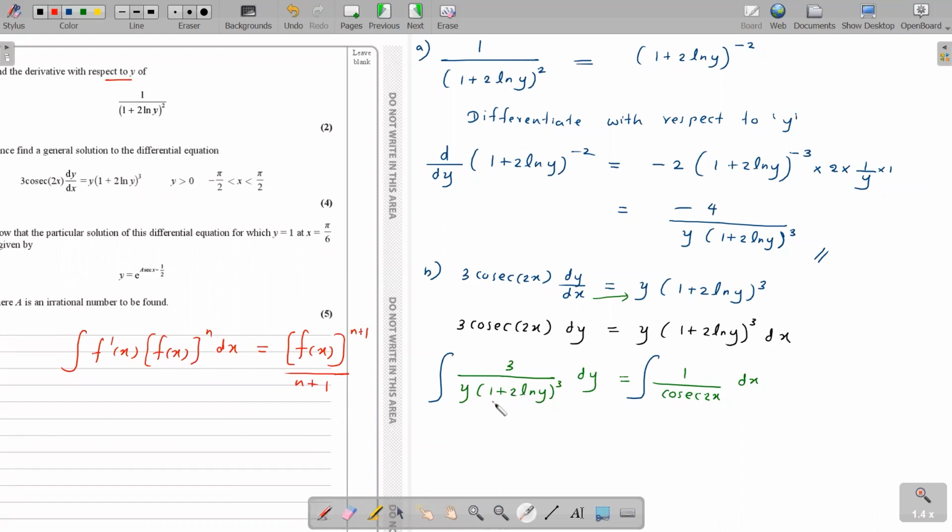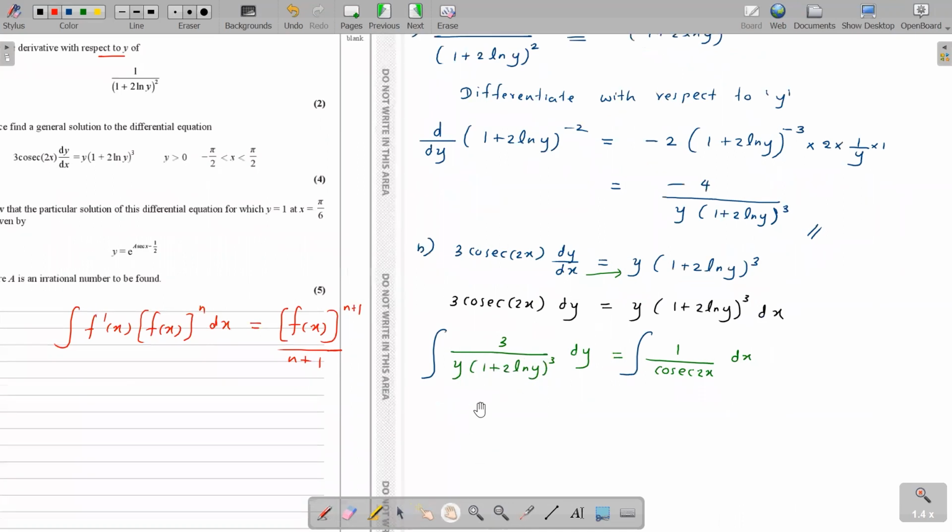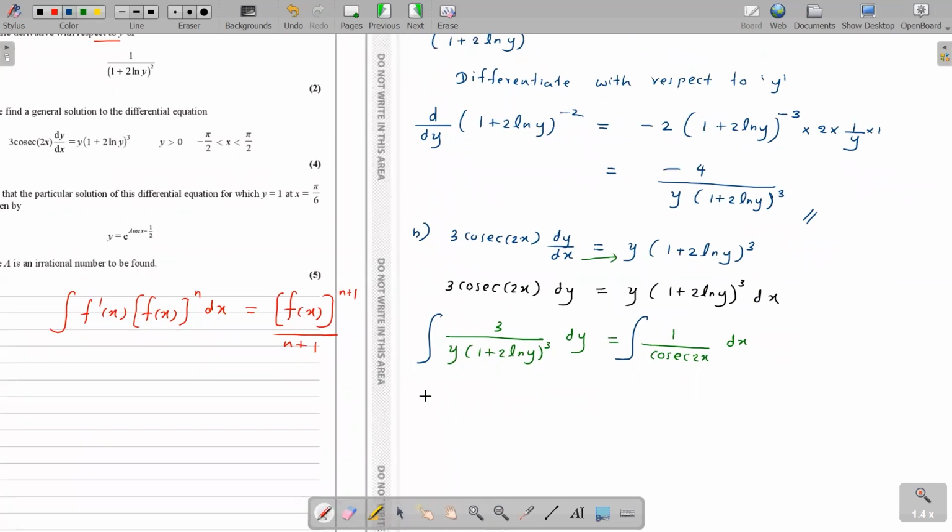So the first thing I do here is I have 1 plus 2 ln y to the power 3. There's this power here. I'll take it up first. Let's take the 3 outside. 3 is a constant. I can take it out of the integration. 1 over y is here. And then I'll take 1 plus 2 ln y up. Power 3 becomes power minus 3, dy. So I have still not integrated. I've just taken this guy up. The 1 over y stays down. Here cosec 2x is actually sine 2x with respect to x.